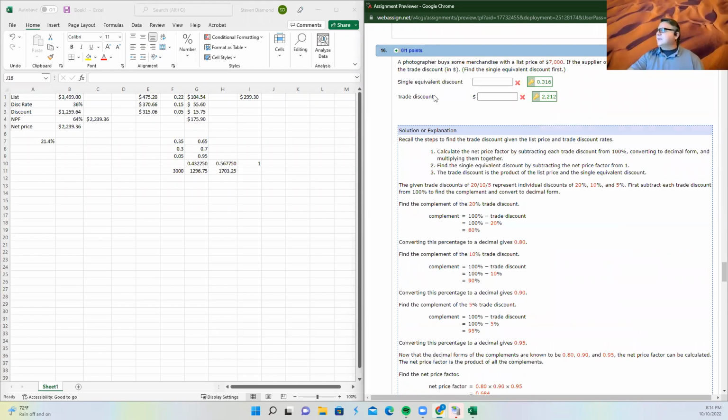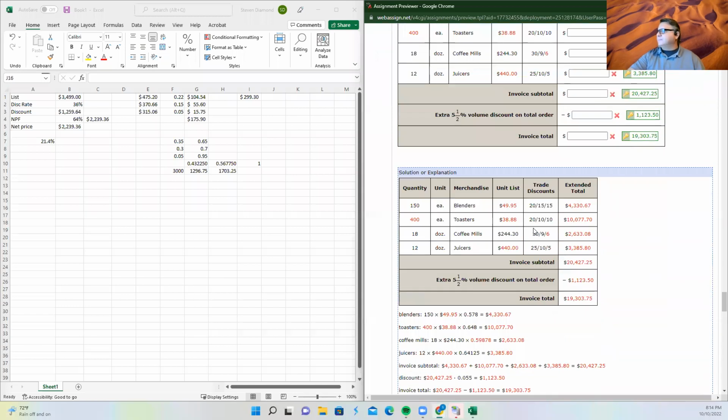Single equipment discount, trade discount. Okay, we can do all these now.